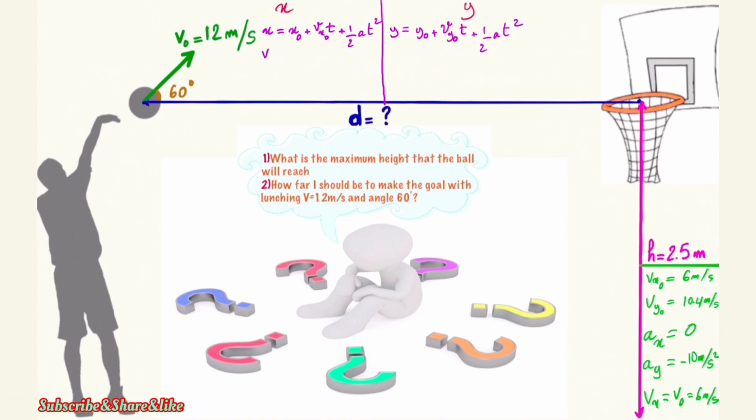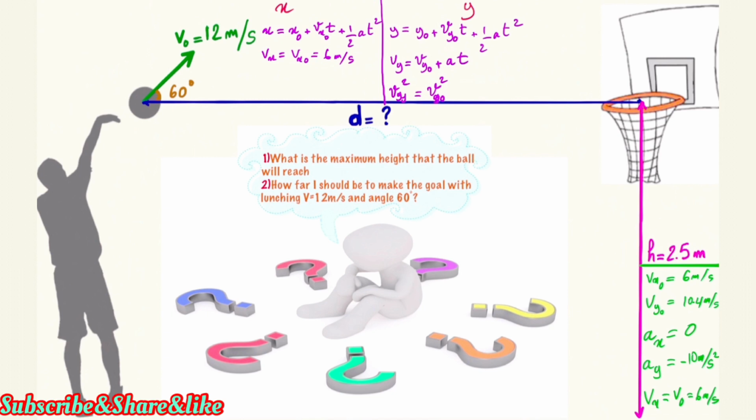And we have Vx is just Vx0, equal to 6 meters per second. And we have Vy is just Vy0 plus at. These are the equations of kinematics. And we have Vy final squared is just V initial, we can call it Vy0, squared plus 2 a delta y, which depends on the distance, the change in distance, which will be delta y.